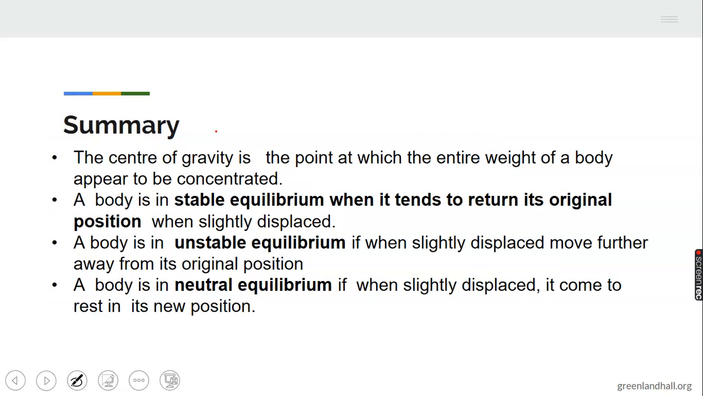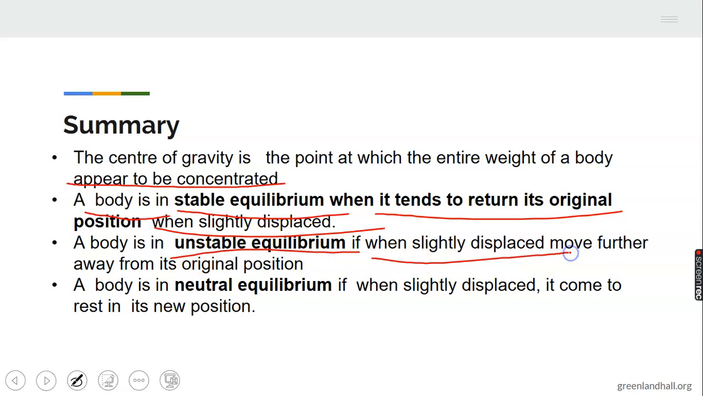Summary. The center of gravity is the point at which the entire weight of a body appears to be concentrated. A body is said to be in stable equilibrium when it tends to return to its original position when slightly displaced. A body is in unstable equilibrium when, slightly displaced, it moves further away from its original position. A body is in neutral equilibrium when, slightly displaced, it comes to rest in its new position.